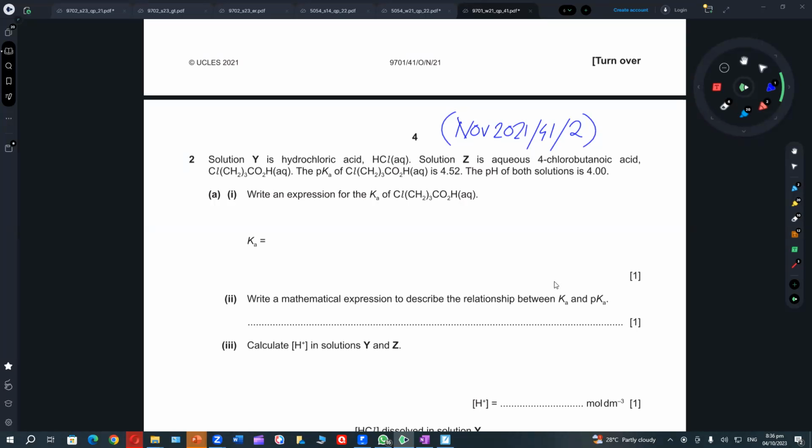Ka, the acid dissociation constant, is technically Kc. Yes, the acid dissociation constant is technically Kc, and so you can start making the equation.